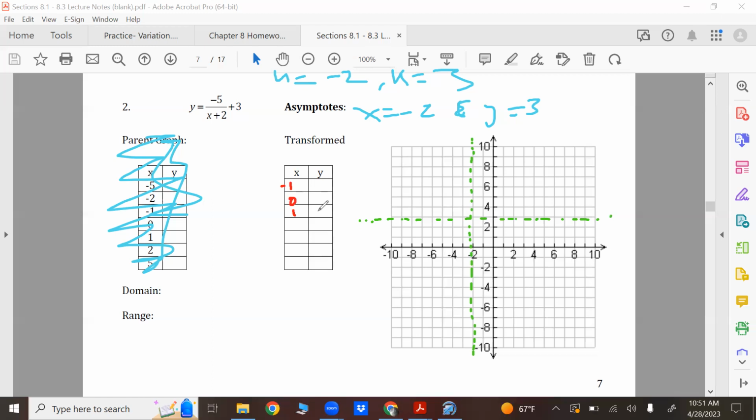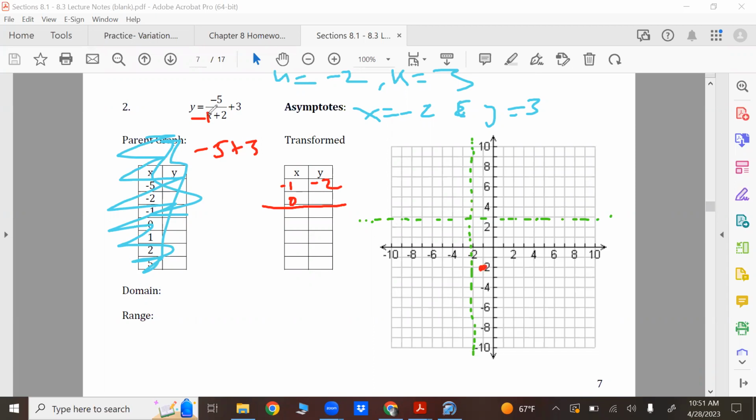And you know what? I'm going to change things up a little bit. I think this might be a little too much to do 6 points. Let's do 4 points, 2 on each branch. Let's do -1. That's -5 + 3, which is -2. And by the way, if your points are off, that's because you probably made an arithmetic error. If you plug in -1, you have 1 in the bottom. -5 + 3 is -2. So -1, -2 is right here.